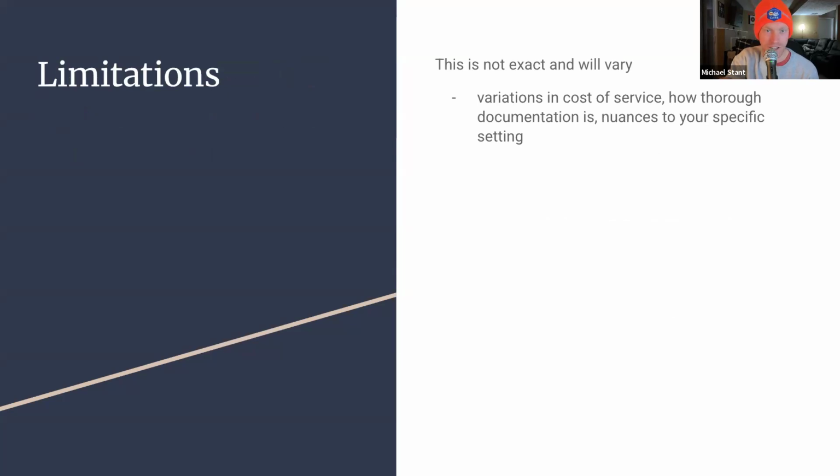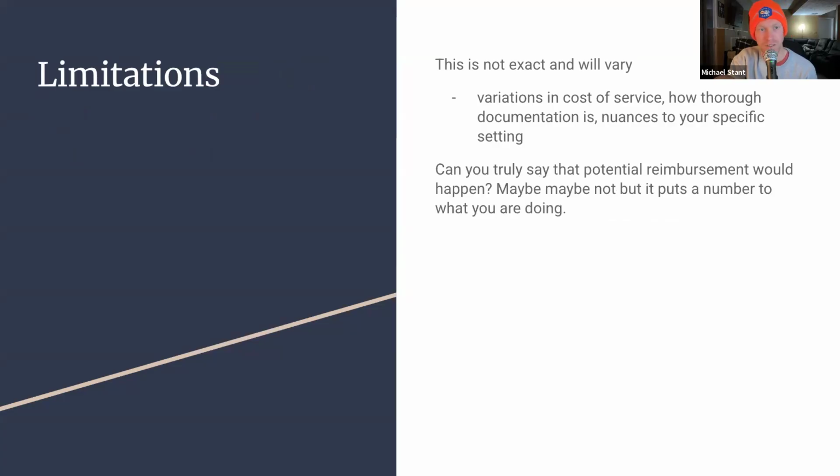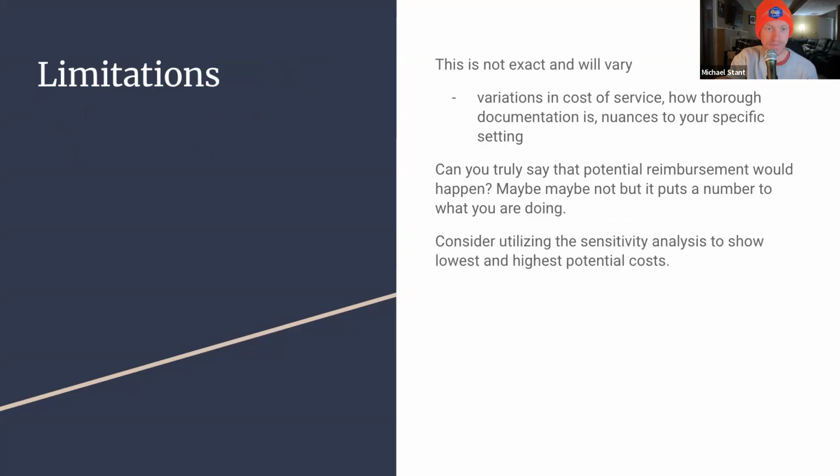There's going to be variations in cost of service based on where you're at, how thorough documentation is, and nuances to your specific setting. And right, you're not going to get reimbursed for everything. Like that one study showed that it was billed 14 million, but reimbursed 11 million. Consider utilizing sensitivity analysis to show the lowest and highest potential costs.